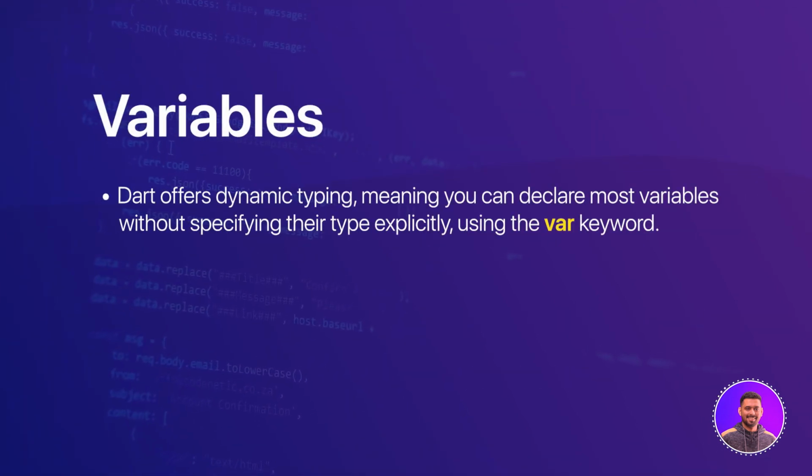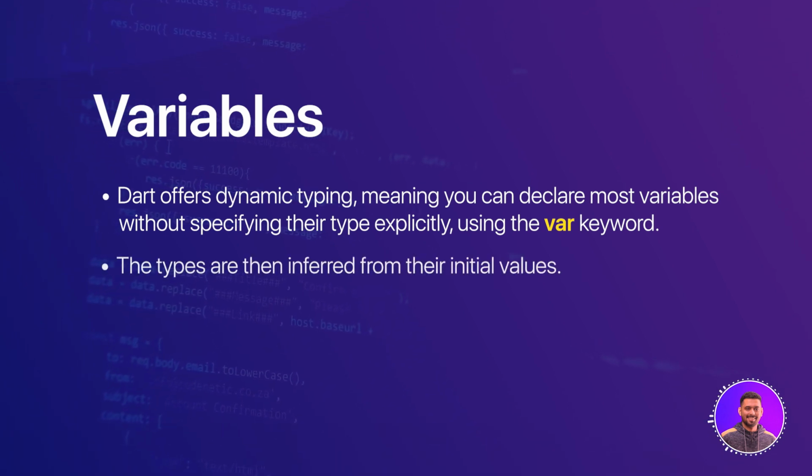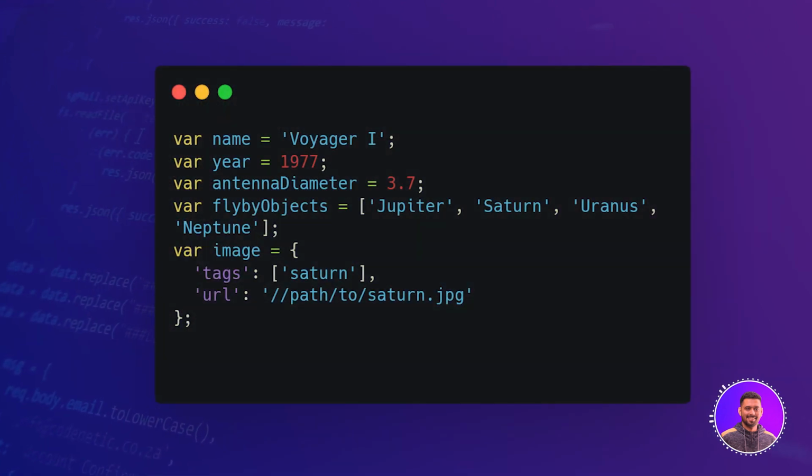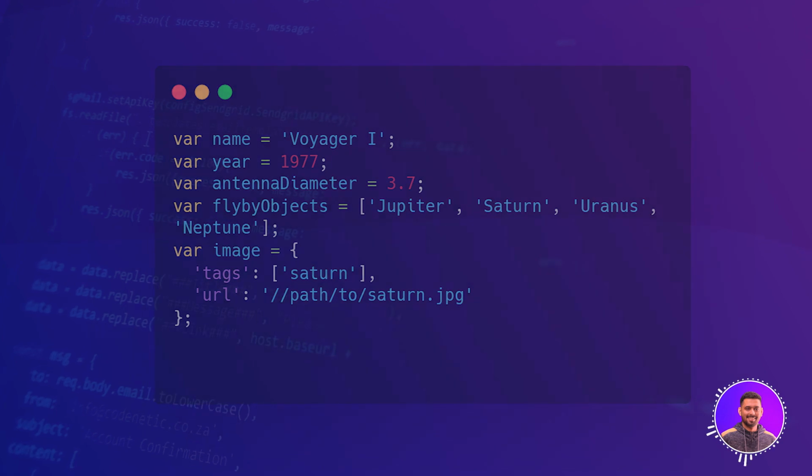Dart offers dynamic typing, meaning you can declare most variables without specifying their type explicitly, using the var keyword. The types are then inferred from their initial values. Let's see an example. As you can see, Dart's type inference feature is able to determine the types of each variable based on its initial value.